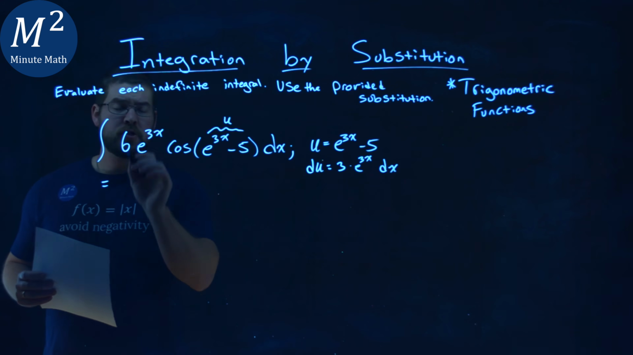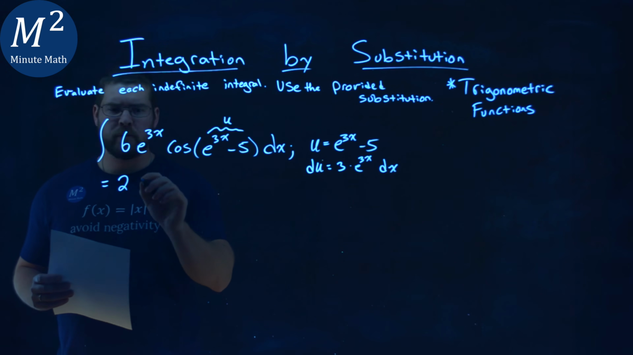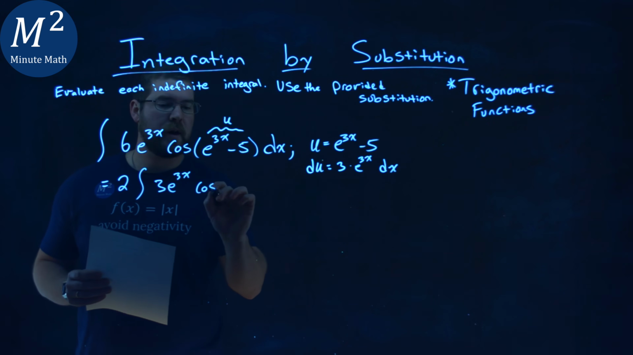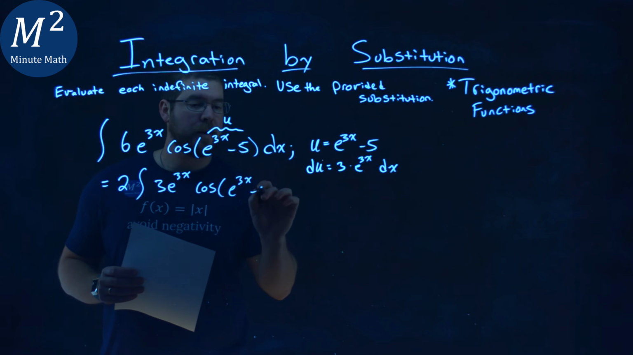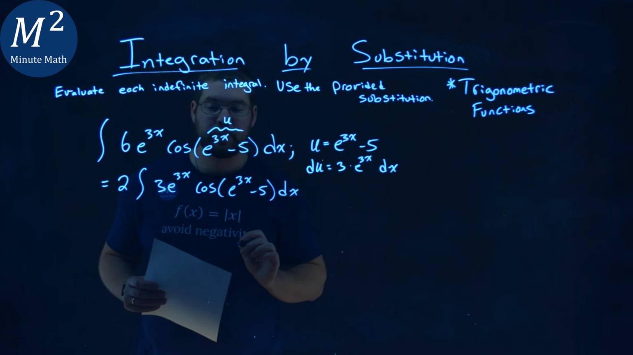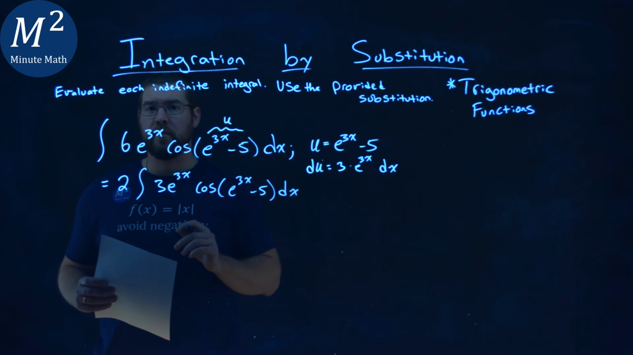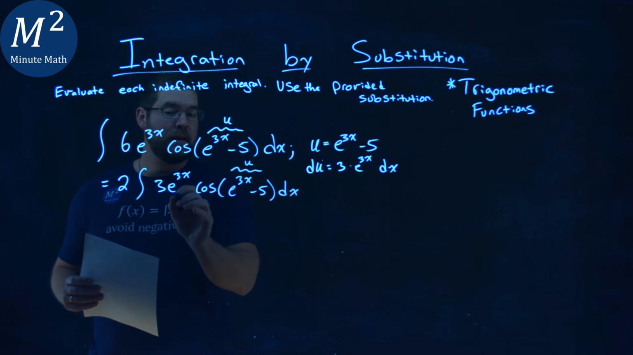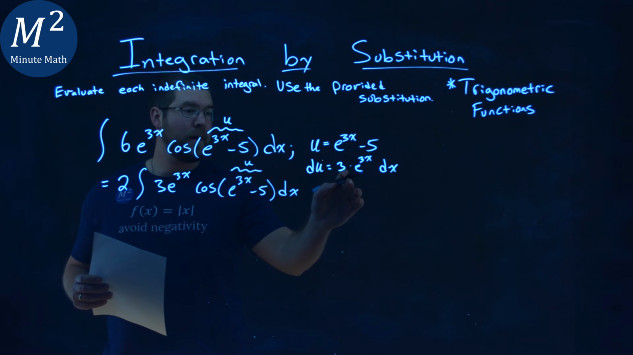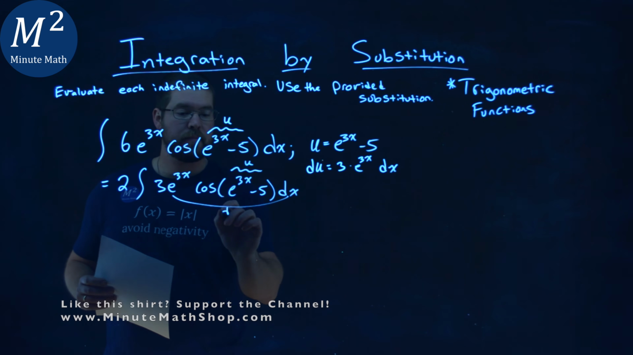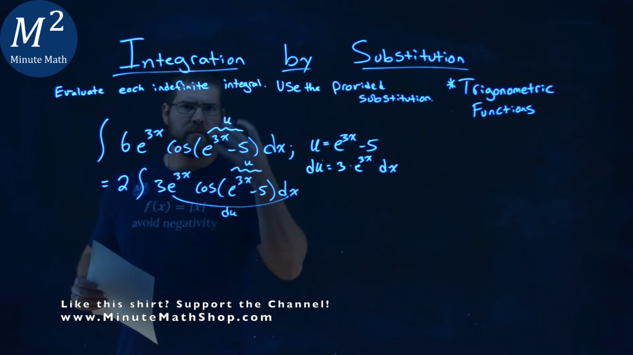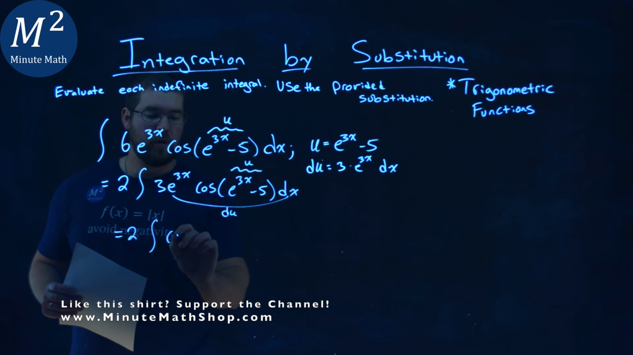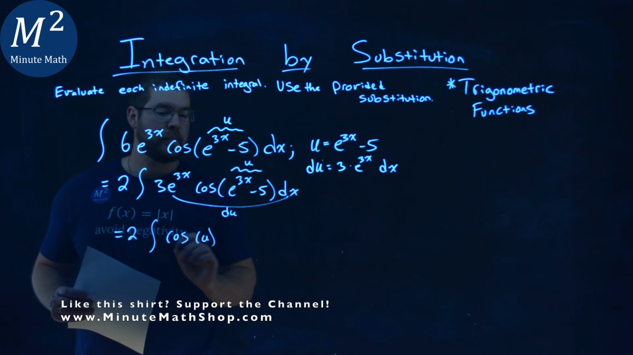But if I pull out a 2 from the 6 to be outside of the integral, I'm left with a 3e to the 3x power times the cosine of e to the 3x minus 5 dx. Now from here, it lines up pretty well. We have the u right here, and then here, the 3e to the 3x dx is my du, combining the two. So now we can write this in terms of u.